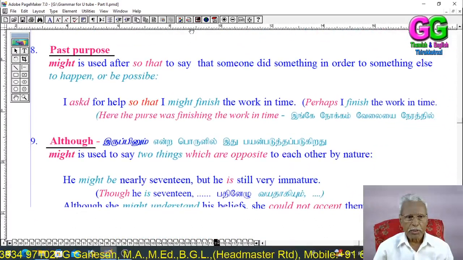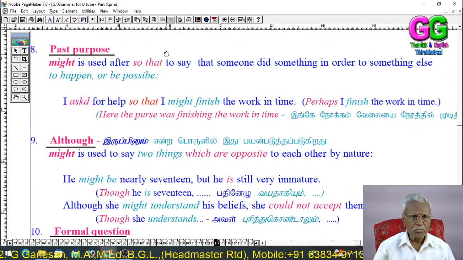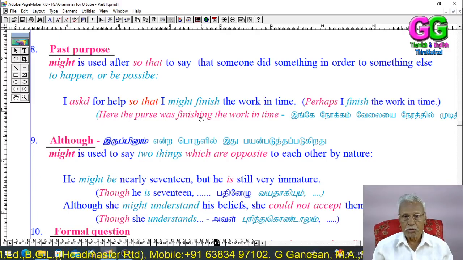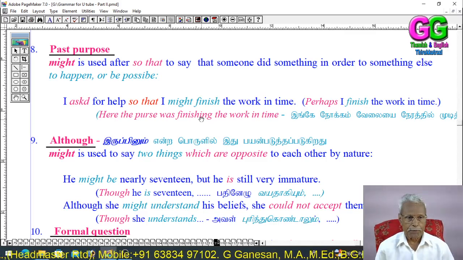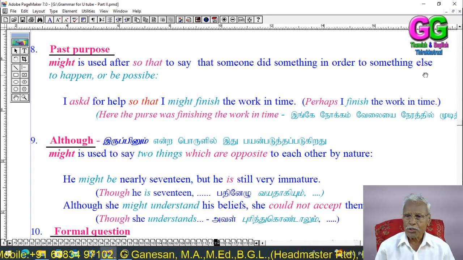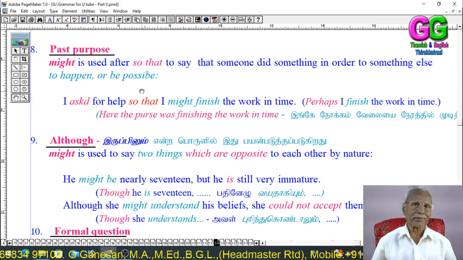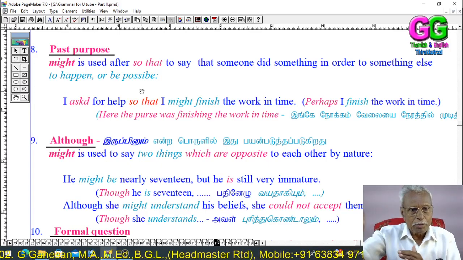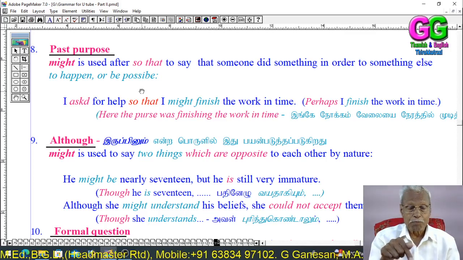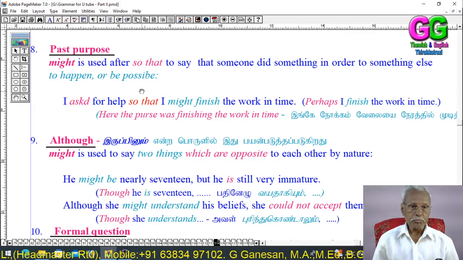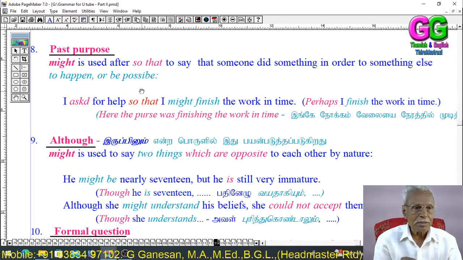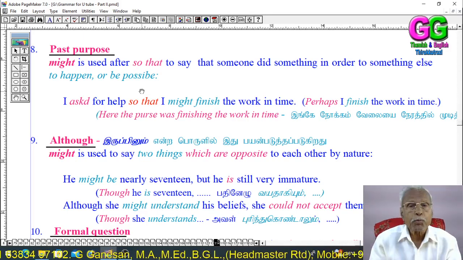And the eighth use of might. Might is used in the past for purpose, to express past intention. Might is used after "so that" to say that someone did something in order for something else to happen or to be possible. Might is used after "so that" or "in order to" to say that someone did something in order for something else to happen or be possible.